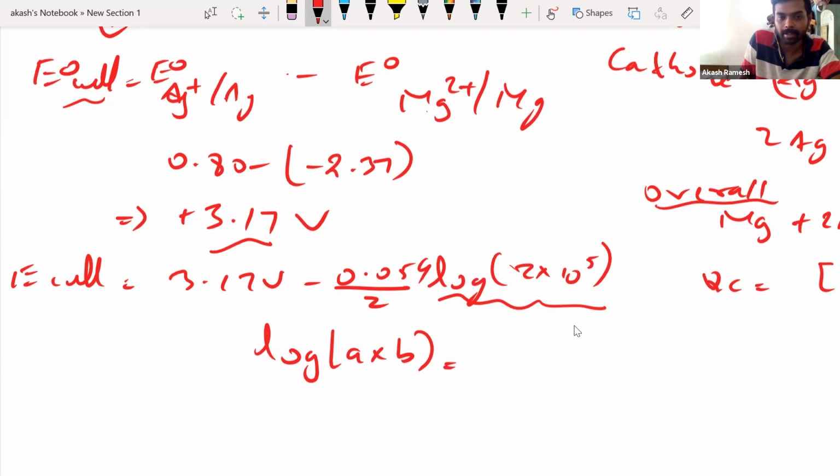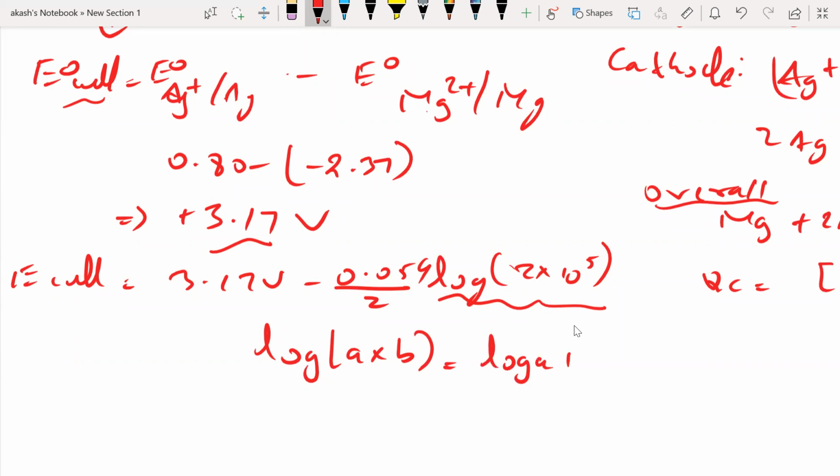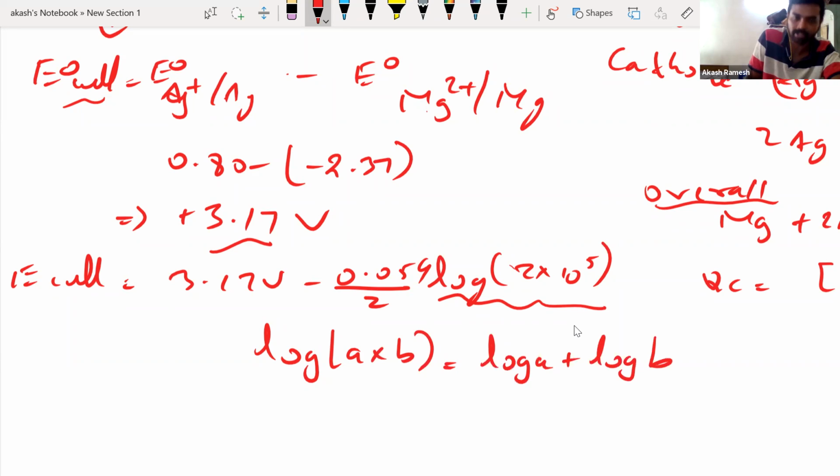Log of A into B. Log A plus log B. Correct. Log A plus log B. And whenever you have a divided sign, then you put the negative sign here. Log A by B, I can write it as log A minus log B.